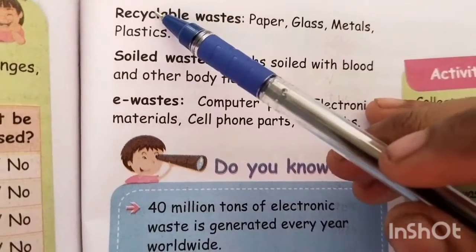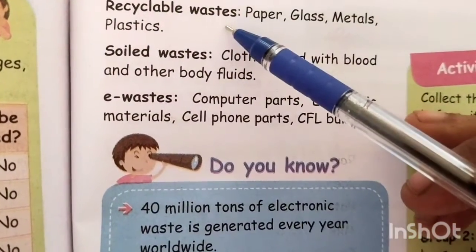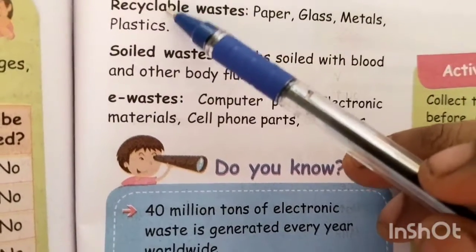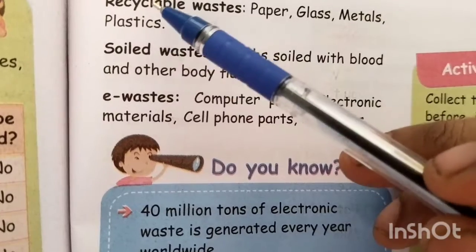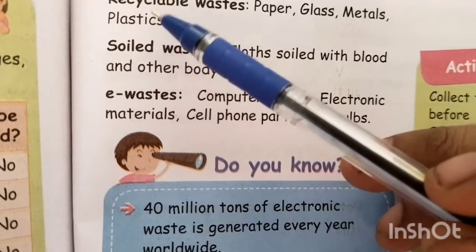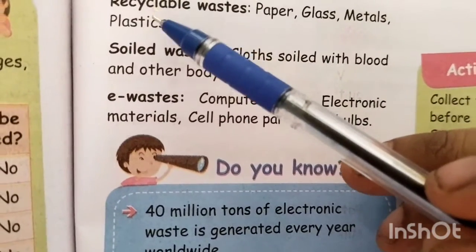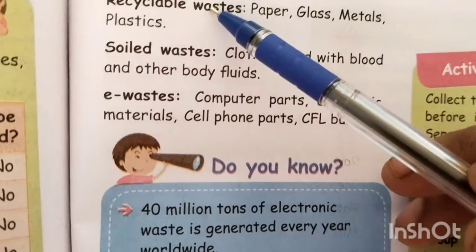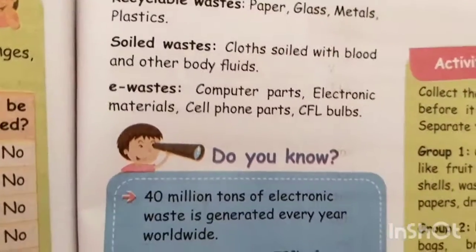The next one is recyclable wastes. What is the meaning of recyclable? Recycle means converting the waste into new products. Here we can make a new product from old paper, glass, metals and plastic.